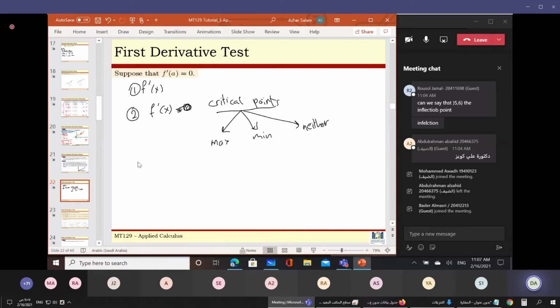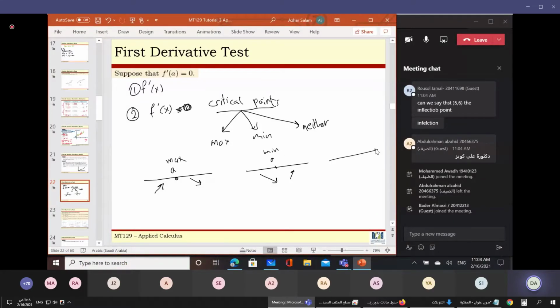As we said, we investigate the sign of the first derivative. If at this point, for example, critical point A, the function changes from increasing to decreasing, this will be maximum. And if it changes from decreasing to increasing, this critical point will be minimum.